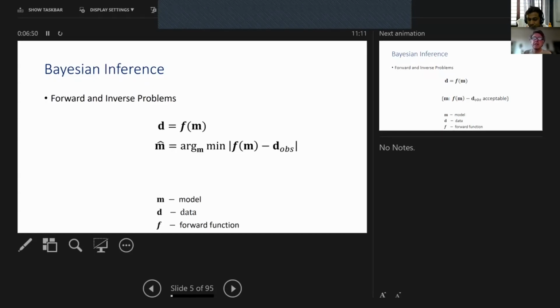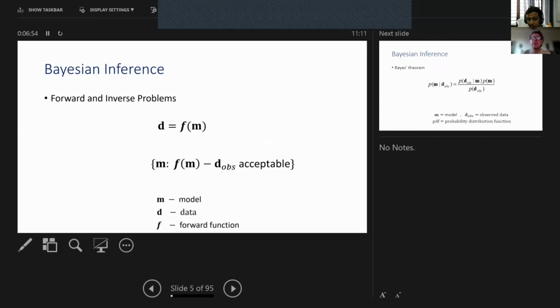So rather than trying to solve that problem, I'm going to directly go for the more general one, which is finding all or a representative subset of the family of models m, such that the misfit between the predicted and observed data is acceptable in some sense. And acceptable here really means that the predicted data fits the observed data to within their uncertainties, to within the measurement uncertainties.